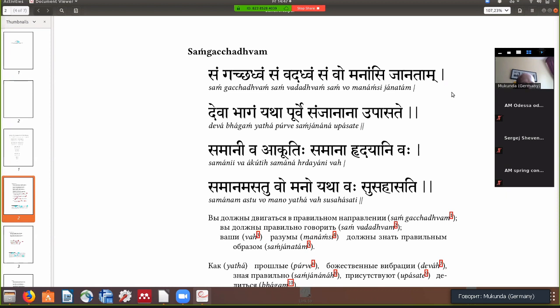And yeah, the first verse of the Samgachadvam is the third last verse of the Rig Veda, and the second verse of the Samgachadvam is the very last verse of the Rig Veda.